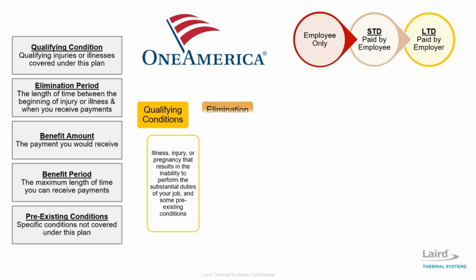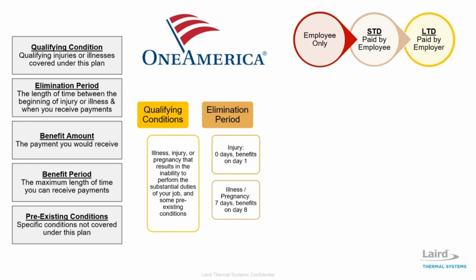The elimination period depends on your situation. If you become injured, there is no elimination period, and the benefit period begins on the day of the injury. If you become ill or are pregnant and have a baby, the elimination period is 7 days and you will begin receiving payments on day 8.